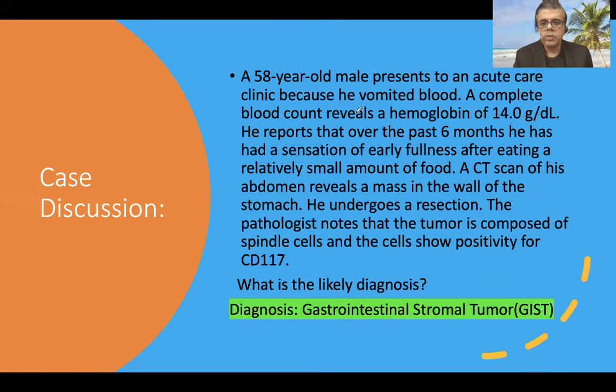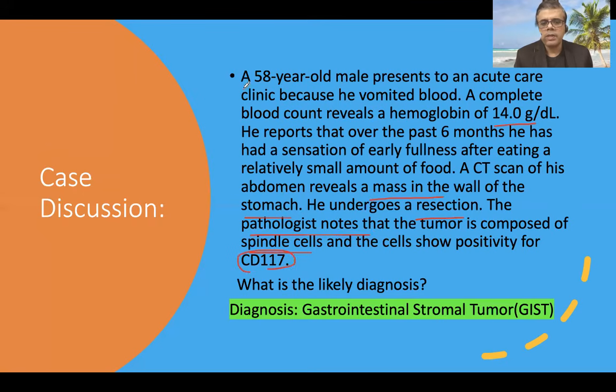A 58-year-old presents to a clinic because he vomited blood. A blood count reveals a hemoglobin of 14 gram per deciliter. He reports that over the past 6 months, he has had a sensation of early fullness after eating a relatively small amount of food. A CT scan of his abdomen reveals a mass in the wall of the stomach, and he undergoes a resection. The pathologist notices that the tumor is composed of spindle cells, and the cells show positivity for CD117.